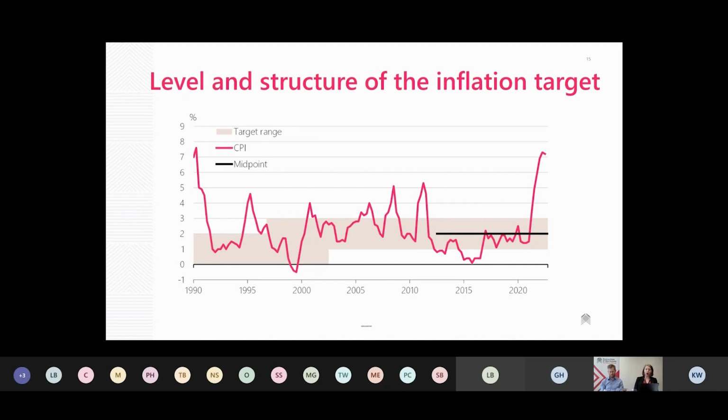We look at the arguments for a higher target, such as reducing the risk of encountering the effective lower bound, having more flexibility in the face of supply shocks, and the benefits associated with downward nominal wage rigidity, which can help the economy to adjust to shocks through wages rather than people losing their jobs. We also consider the arguments for a lower target, which are mostly about reducing the costs associated with inflation, like tax system distortions and distributional costs.